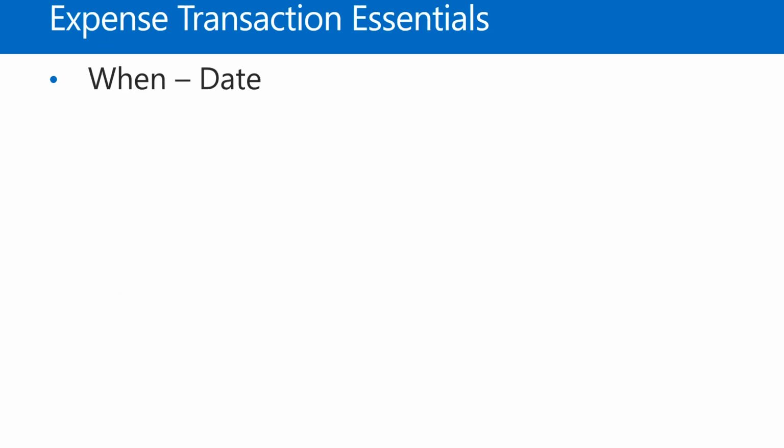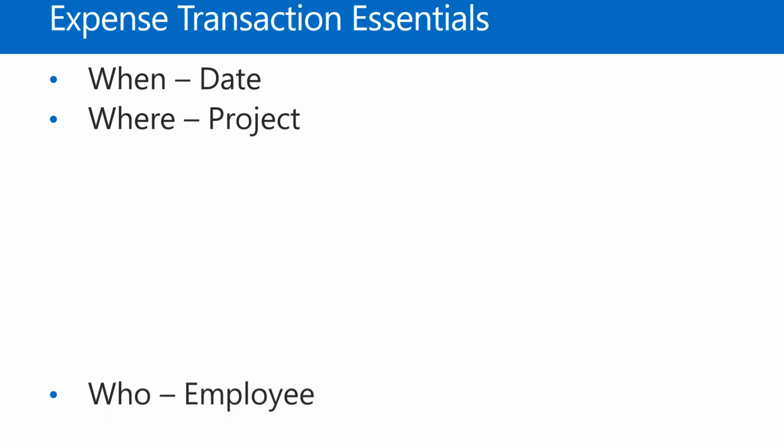So this slide's titled Expense Transaction Essentials, and the idea is that we're just going to discuss the information that is needed on an expense type transaction. So you can see the first bullet is when, and that's basically the date. So you have to tell the system when you're recording the transaction. Then where, and that would be the project field. So with every expense transaction that you want to book to a project, you have to have a project ID.